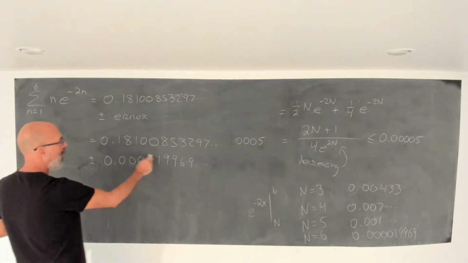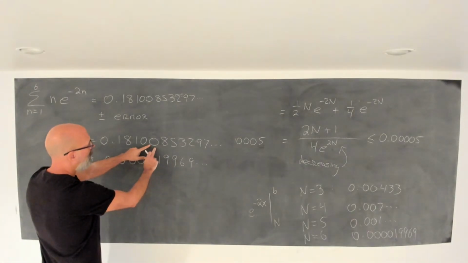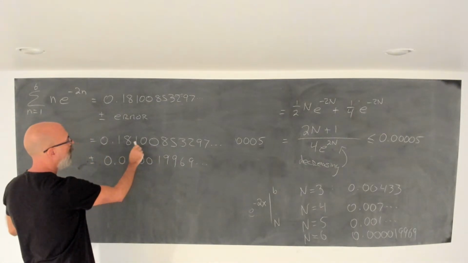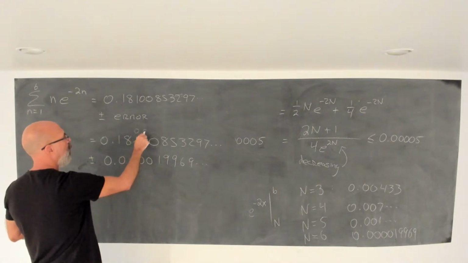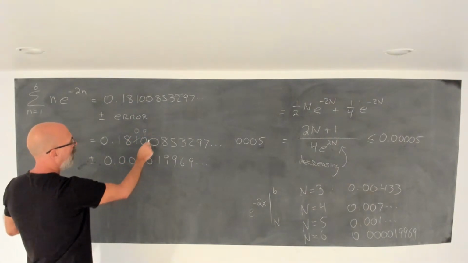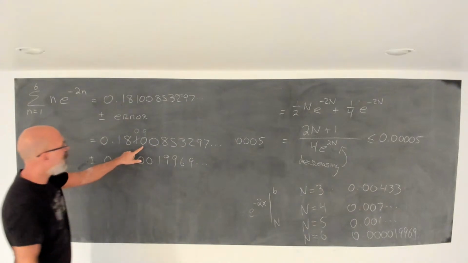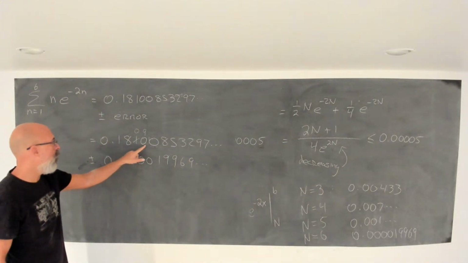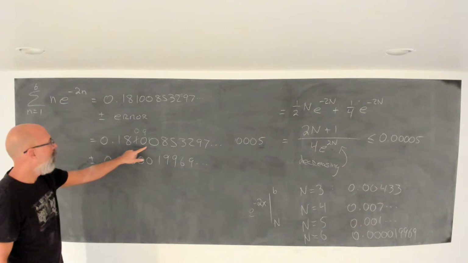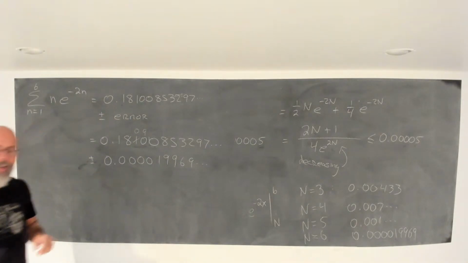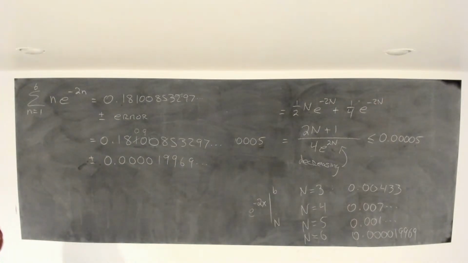If you subtract, you're going to need to change this into a 9 and a 1, and it's going to affect, in fact, it's going to affect the third and the fourth decimal place. So we're in trouble.